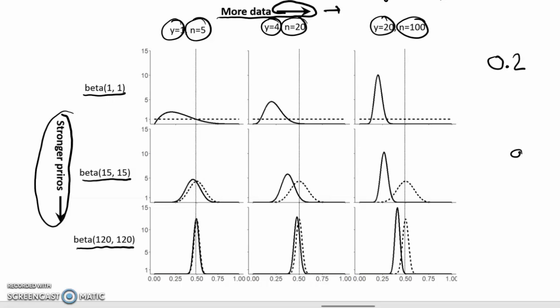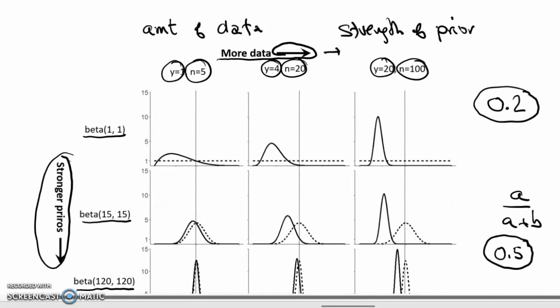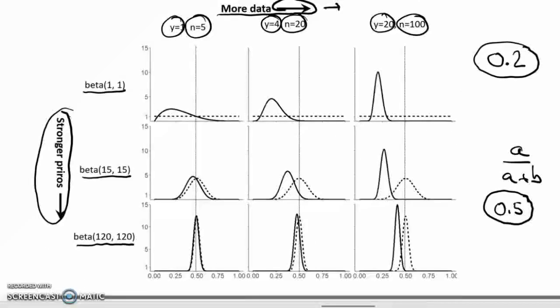Because the mean of a beta distribution is A over A plus B, then the mean of all these priors is going to be the same. It's going to be 0.5. So we've got kind of a contradiction between the data suggesting that the probability of success is 0.2 and the prior, which is centered on 0.5. The posterior is going to be a blend between the amount of data and the strength of the prior.